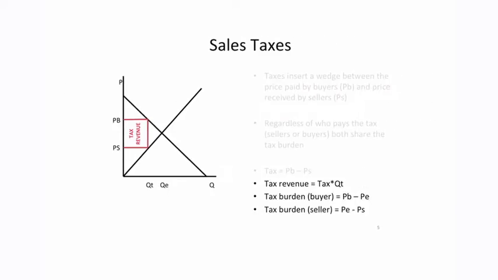This area between the tax and the quantity sold is what we call the tax revenue. So to calculate how much revenue the government generates from issuing a tax, we take the size of the tax and we multiply this by the quantity of goods and services sold once we have the tax.